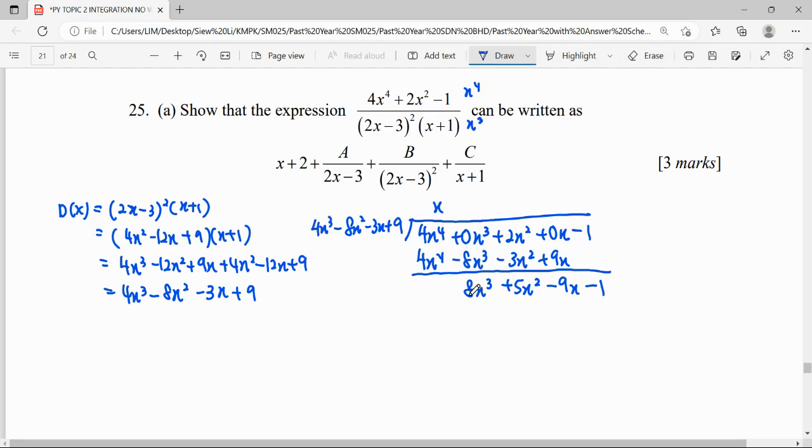Then we repeat again. So to get the coefficient 8, we need to times 2. So here we need a 2 here. Then we multiply up here. We get 8. Continue. Then we find the remainder, we minus up. So 5 minus 6, negative 16, positive 21.